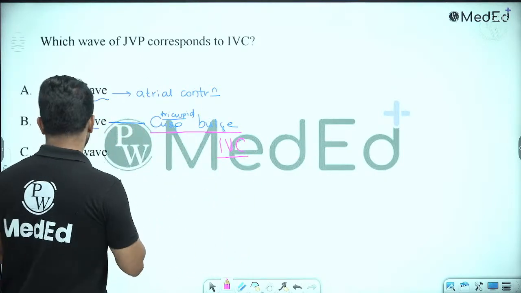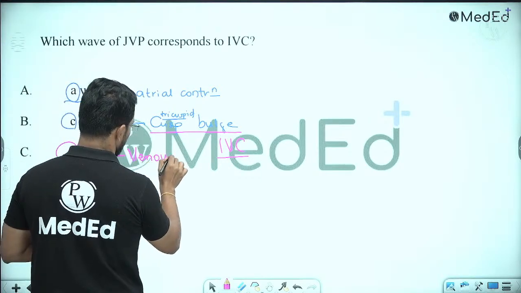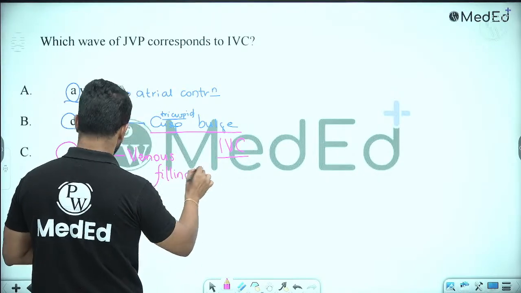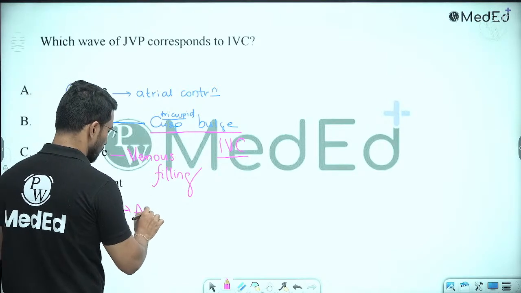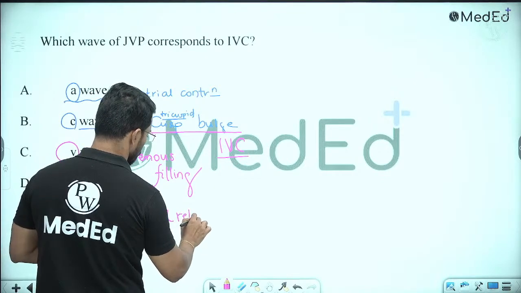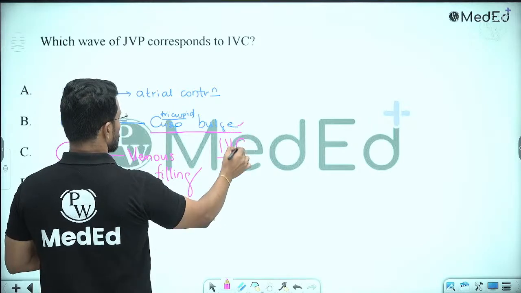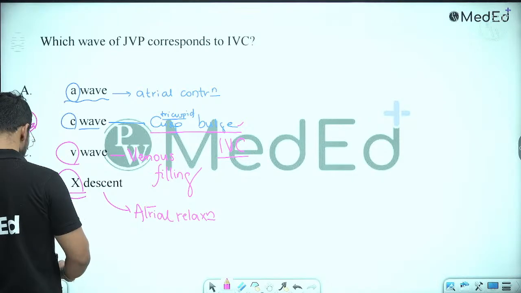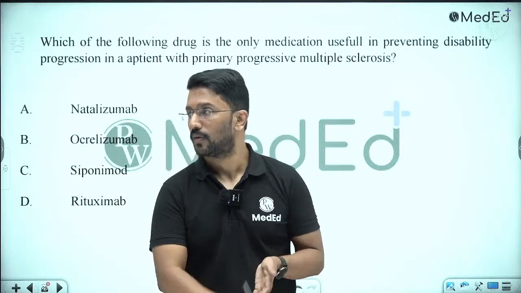Okay. The V wave is due to venous filling of the atria, and the X wave is due to atrial relaxation. So it is the cusp bulge which is happening in the isovolumetric contraction phase. So option B would be the answer here. The C wave is representing isovolumetric contraction. Okay, clear? Now next question.